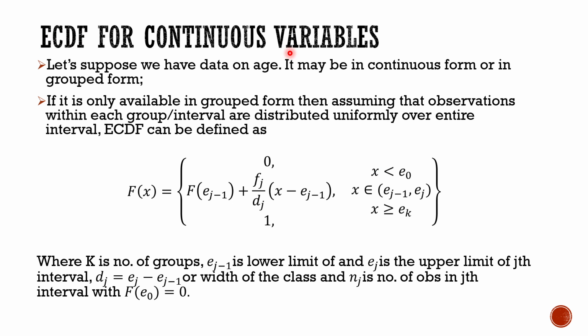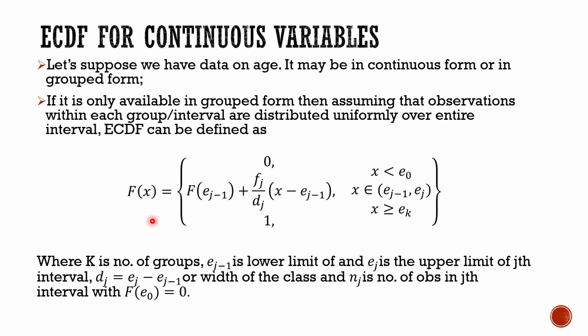ECDF for continuous variables is very different from the ordinal or categorical variables. Let's suppose we have data on age. It may be in continuous form, or it may be in grouped form. If it is available in grouped form, then assuming that observations within each group or interval are distributed uniformly over an entire interval, the ECDF can be defined as this.